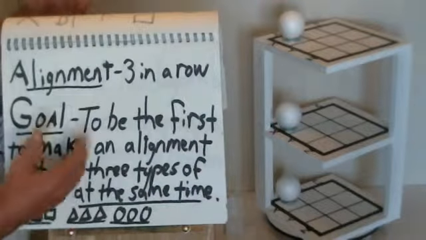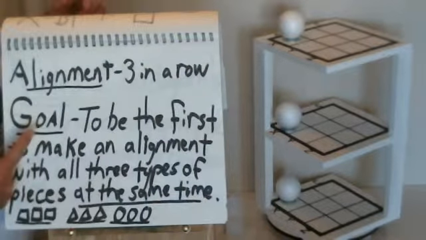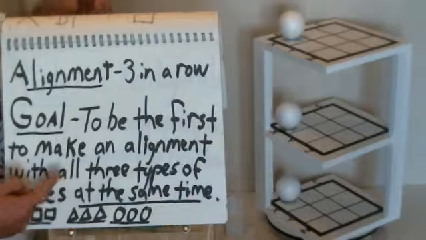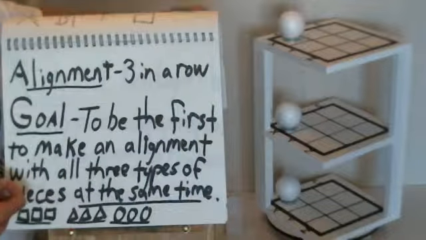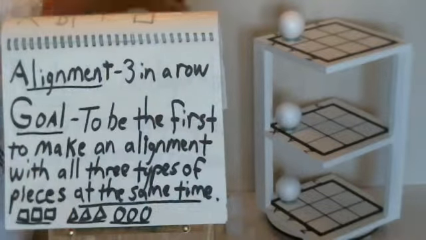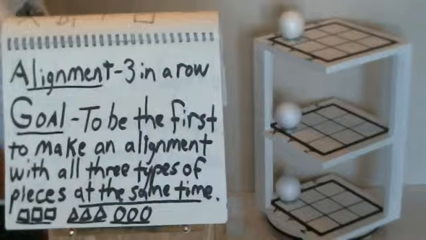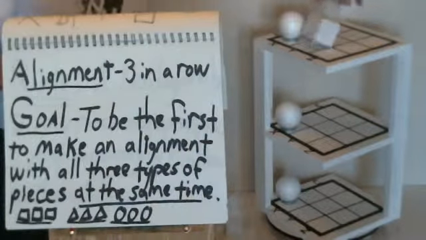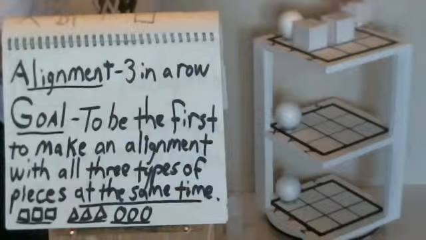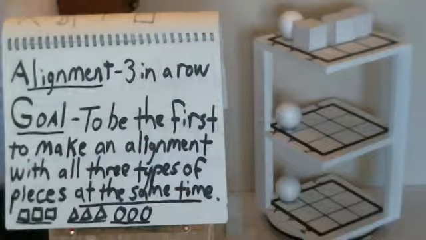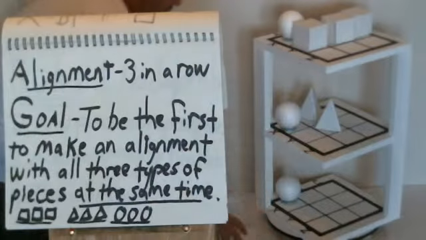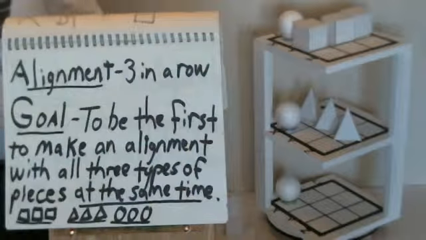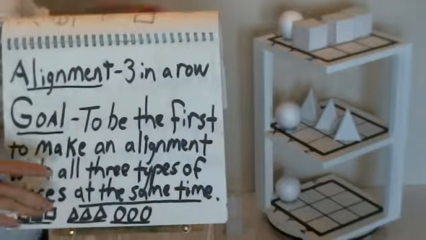Pretty easy. The goal is to be the first person to make an alignment of each type of piece, all three of them, all at the same time. That would be one alignment. This would be two alignments. And this would be three alignments. If you got three alignments like that, all at the same time, you would win. Pretty easy, huh?